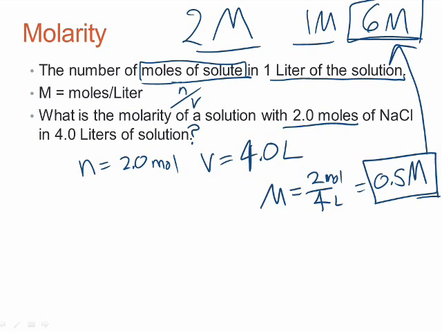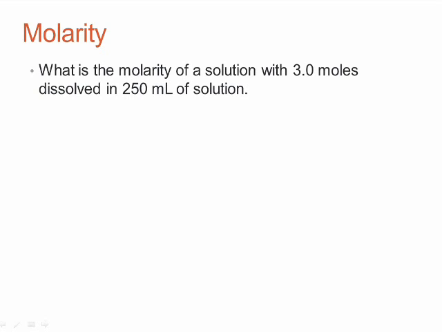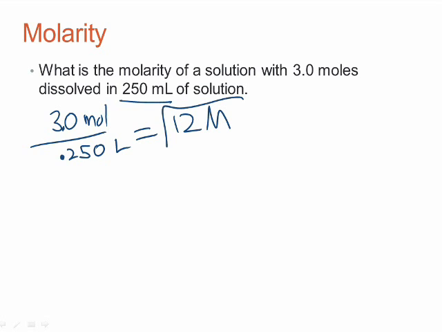That's a high molarity. Let's try another molarity problem, because everything with moles is fun. What is the molarity of a solution with 3 moles dissolved in 250 mL of solution? So the moles, 3.0 moles per 250 milliliters. Remember, it's in liters of solution, so it's 0.25. We have to convert that to liters. We get a molarity of 12. That's a high concentration. 12 moles in a liter.